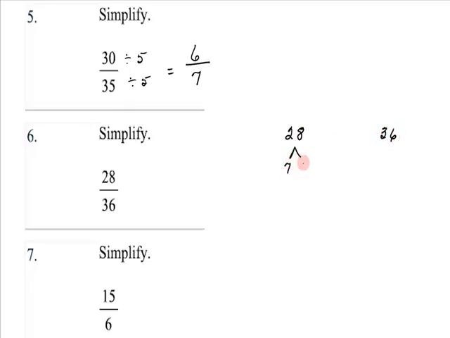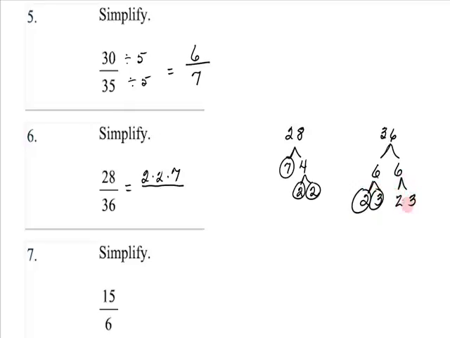All right, I think of 7 times 4. 7 is a prime, but 4 is not. It's 2 times 2. Those are primes. So the numerator is 2 times 2 times 7. 36, I'm thinking 6 times 6. Those are not primes. That's 2 times 3. That's again 2 times 3. So it is 2 times 2 times 3 times 3.